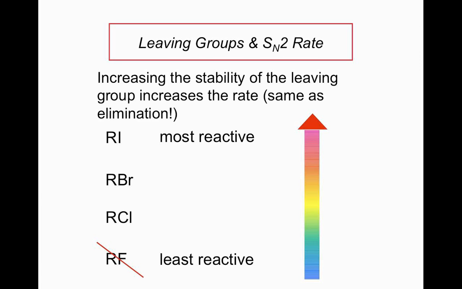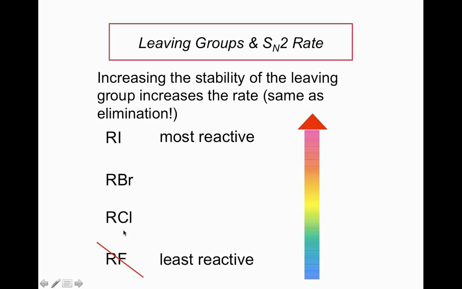So first, let's consider leaving groups and the rate of an SN2 reaction. Increasing the stability of the leaving group always increases the rate of an SN2 reaction. This is exactly the same thing that we learned about with regard to E2 eliminations, right? Going down the periodic table from fluorine to iodine, we increase the reactivity of an SN2 mechanism. Chlorine, bromine, and iodine are all better leaving groups than fluorine. In fact, fluorine is such a terrible leaving group, it won't leave under any SN2 mechanisms, and it's not reactive at all. Iodine is the best leaving group, followed by bromine, followed by chlorine.